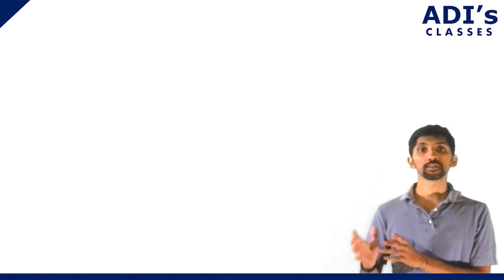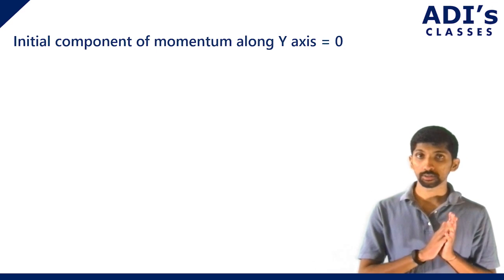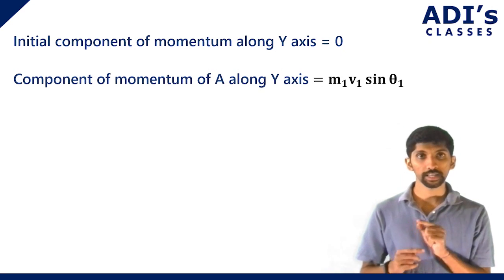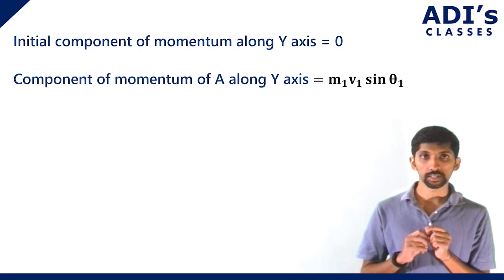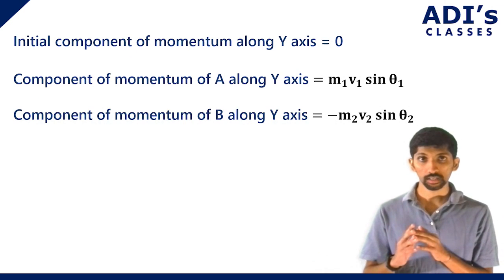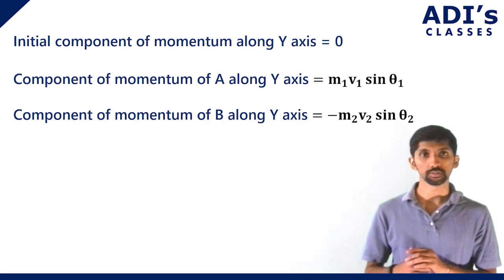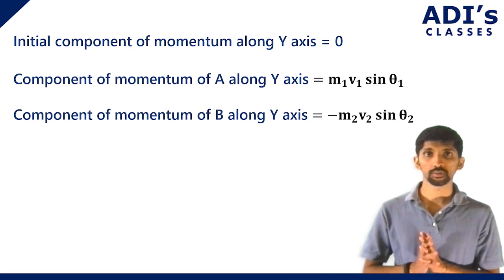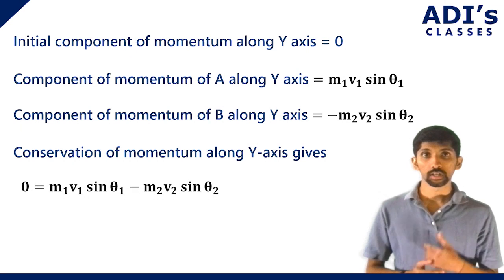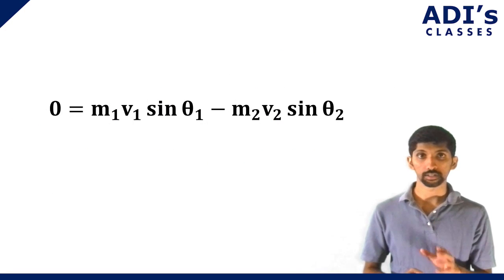Now the initial component of momentum along the y-axis is what? 0, right? Now we do the same thing for the two objects. The component of momentum of A along the y-axis will be m1 v1 sin theta 1. The component of momentum of B along the y-axis will be minus m2 v2 sin theta 2, correct? Because it's in the negative direction. Now conservation of momentum along the y-axis gives 0 equals m1 v1 sin theta 1 minus m2 v2 sin theta 2.